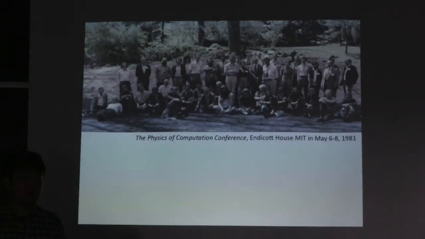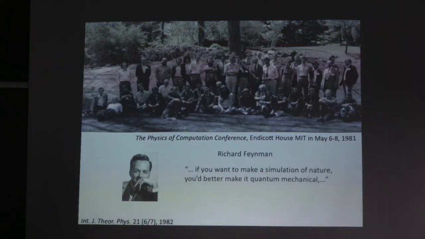About 40 years ago, there was the first conference on the physics of computation held at MIT. And this is a picture of the attendees. The keynote speech of the conference was given by Richard Feynman, and he suggested a very interesting idea that can be summarized by the following phrase: if you want to make a simulation of nature, you'd better make it quantum mechanical. This is the idea that we now refer to as quantum simulation.